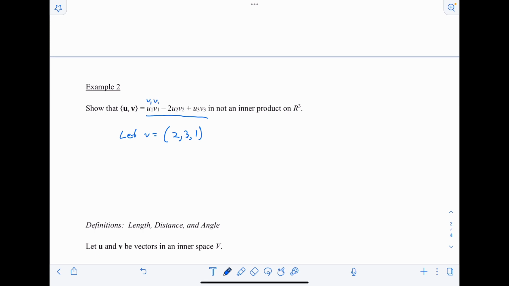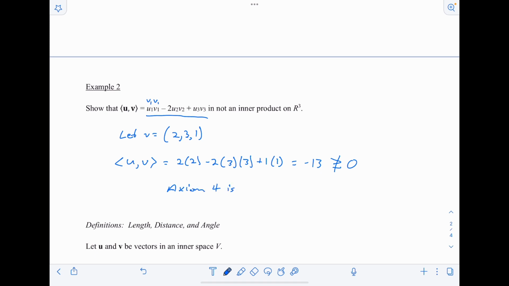Applying this operation yields 2 times 2 minus 2 times 3 times 3 plus 1 times 1, which is 4 minus 18, which is negative 14, plus 1 is negative 13. That is clearly not greater than or equal to 0. So axiom 4 in that list is not satisfied, and because of that, this is not an inner product on R3.